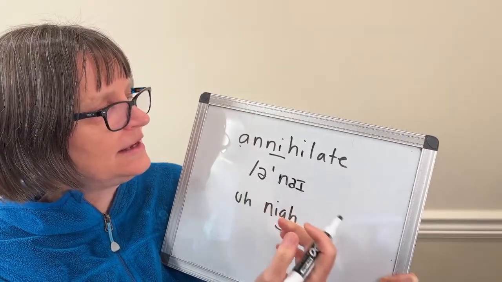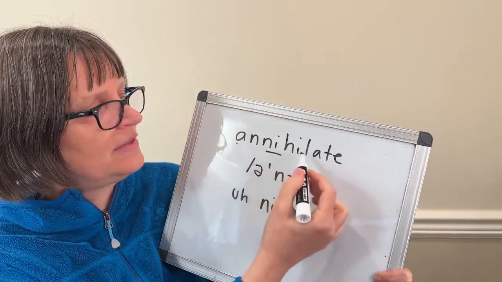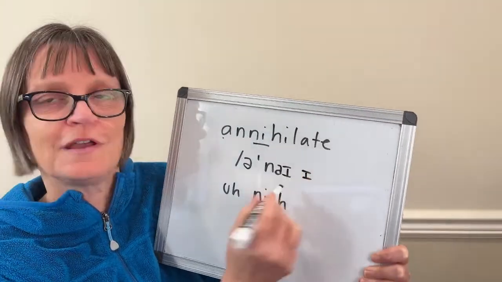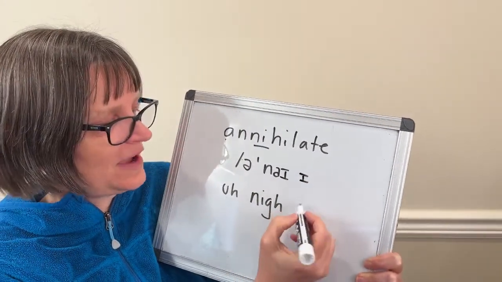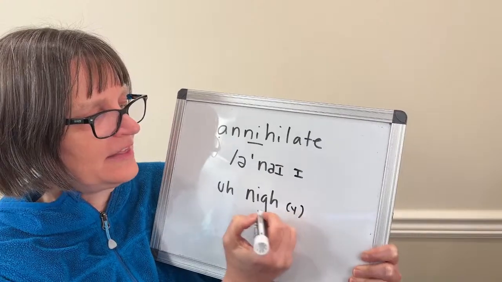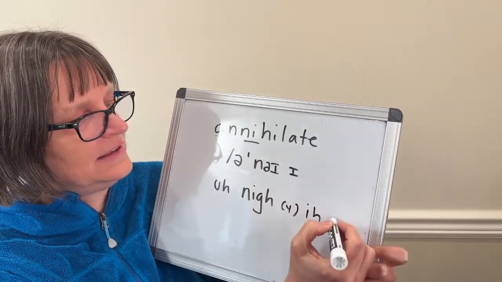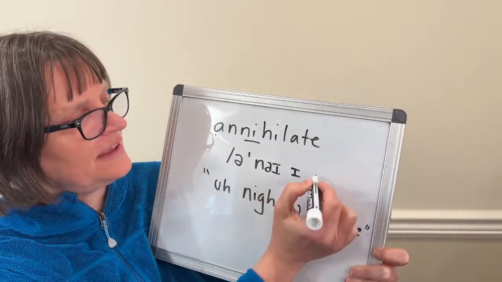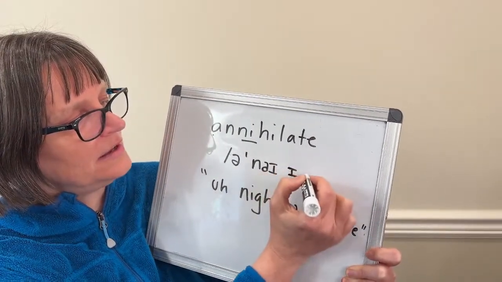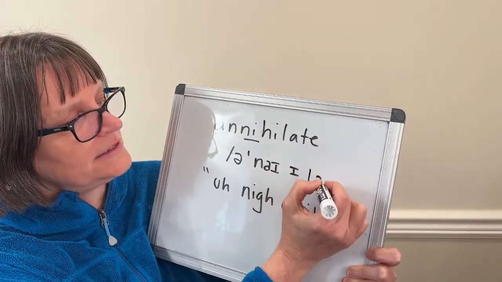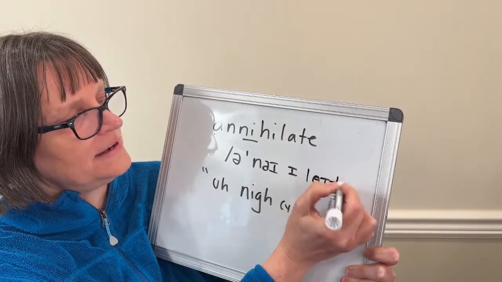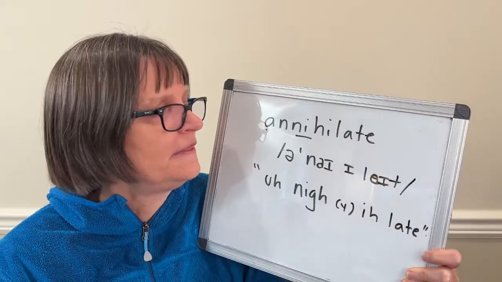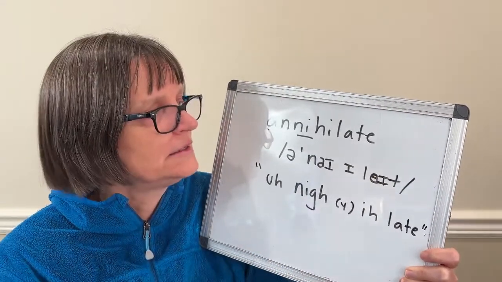Annihilate. So the H is silent, and then we have an I, annihilate. Because we're moving from the I to the I, we have a little bit of a y sound linking the I to the I, annihilate. And then we have our A sound at the end. Annihilate. So clear vowel here at the end, even though it's unstressed. In the video game, they annihilated the enemy.